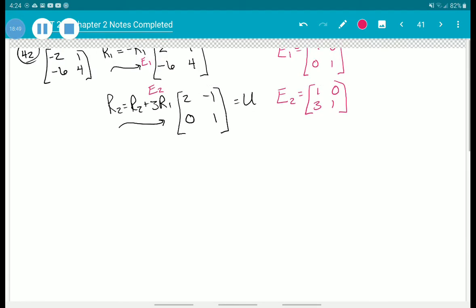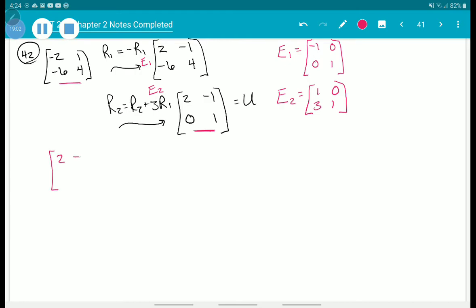So right now, what we're saying is that this matrix U is row equivalent to this matrix. So going back to that definition of row equivalency that we talked about on the first page of the notes, we're saying 2, negative 1, 0, 1 is going to be equal to E2 times E1 times that matrix we started with. I'm going to call it matrix A, which is negative 2, 1, negative 6, 4. And this is U.